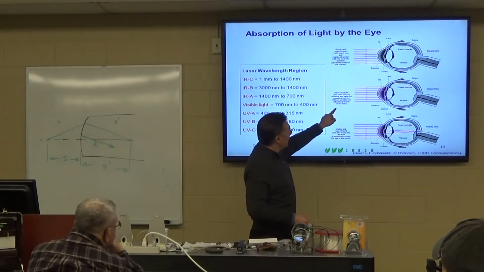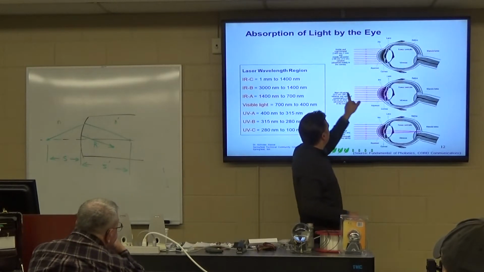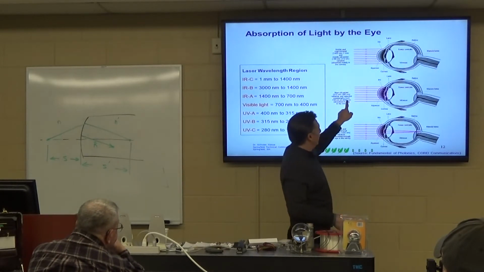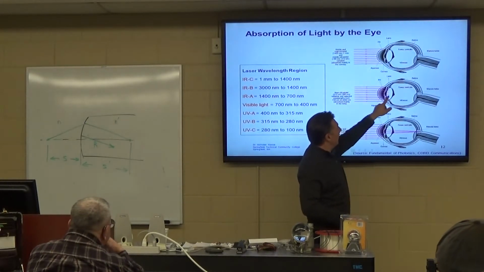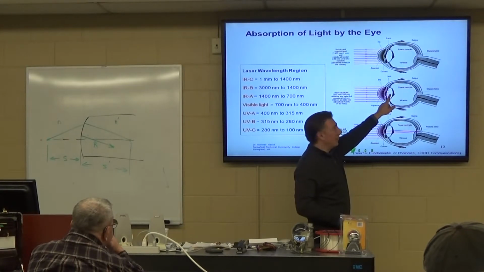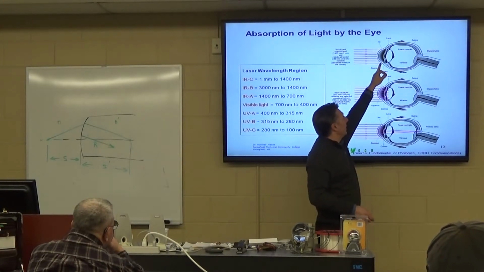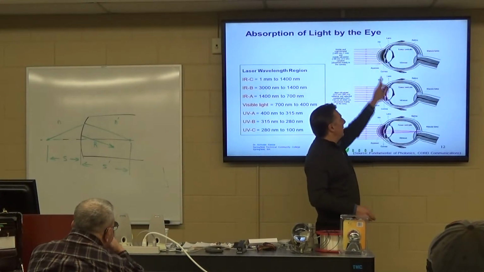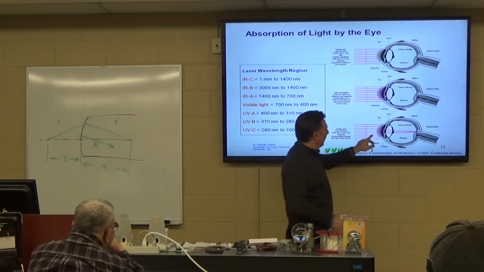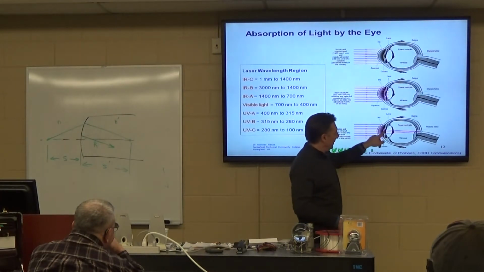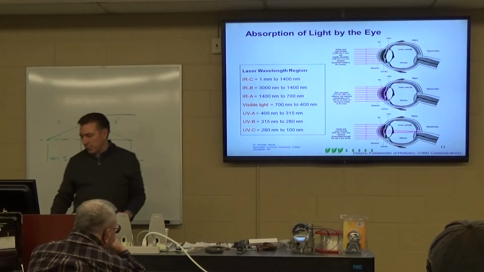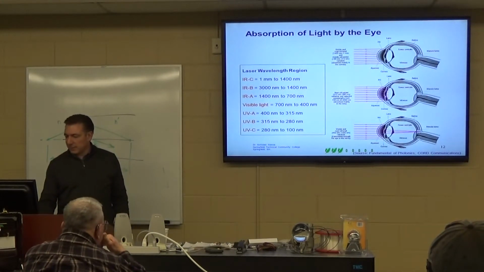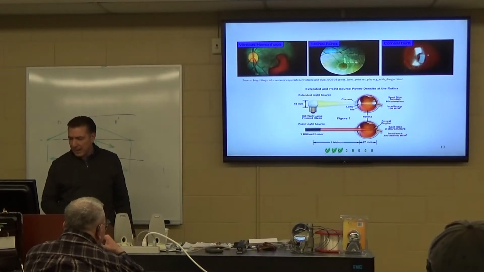The infrared actually gets through a little bit. Near ultraviolet and infrared from 700 to 3,000 nanometers penetrates the cornea, but it gets absorbed by the lens. So this will affect the actual lens, but it's the visible light that comes in that actually gets focused onto your retina. So there are three different wavelength ranges that affect the eye.